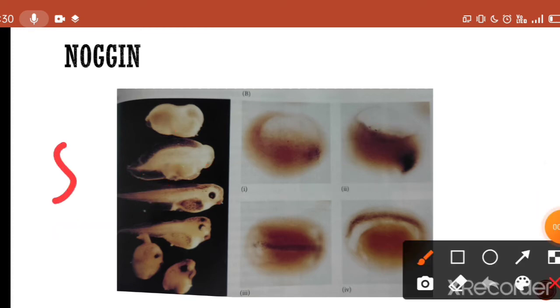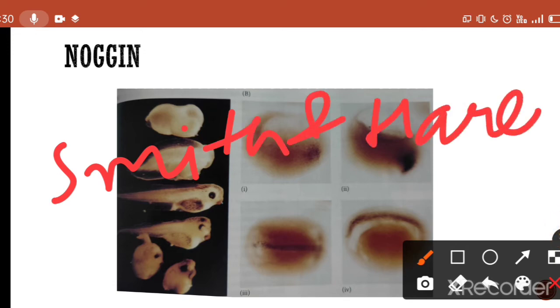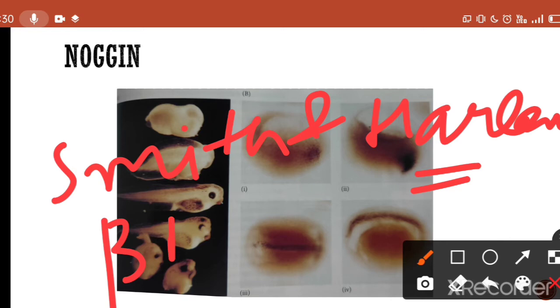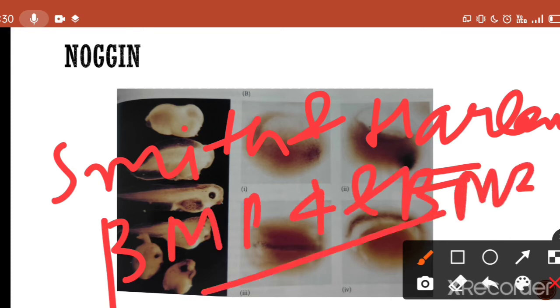Scientists Smith and Harland showed that newly transcribed noggin mRNA is first localized in the dorsal blastopore region and then becomes expressed in the notochord. Noggin binds to BMP4 and BMP2 and inhibits their binding to receptors.